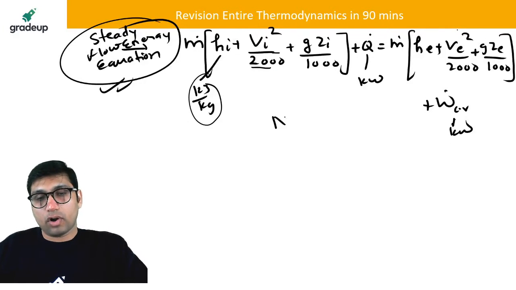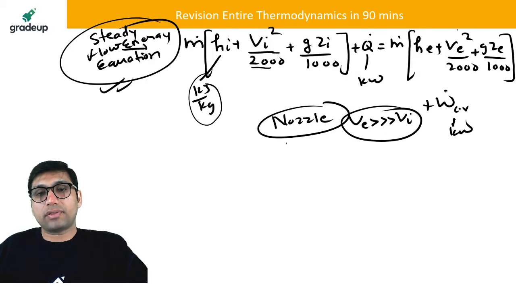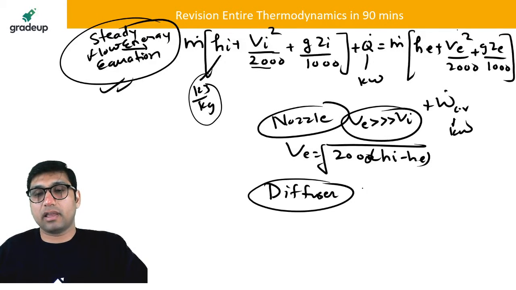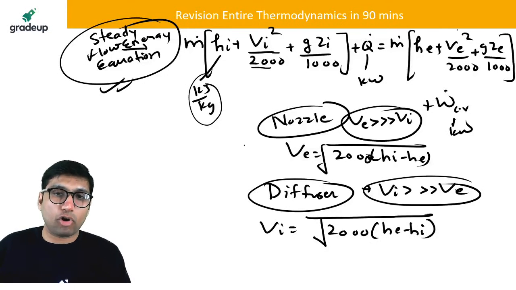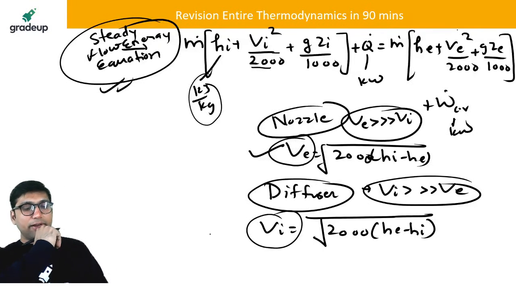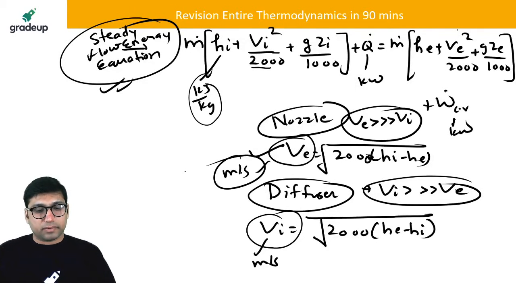For nozzle, the final velocity is very much greater than initial velocity, so initial velocity is negligible. So final velocity will be root of 2000 times initial minus final enthalpy. And for diffuser, the function of diffuser is to convert the kinetic energy into pressure energy. So the inlet velocity will be very much greater than exit velocity. So inlet velocity of diffuser will be equal to root of 2000 times enthalpy at the exit minus enthalpy at the inlet. This is how you find the velocity at exit of nozzle and velocity at the inlet of diffuser. Okay, clear everyone? Is it clear? So from here you will be getting the velocity in meter per second in nozzle and diffuser.